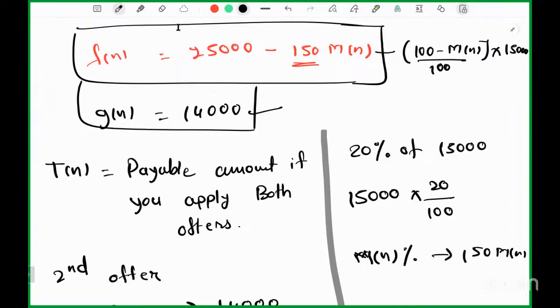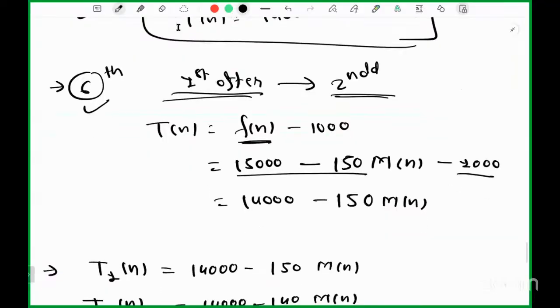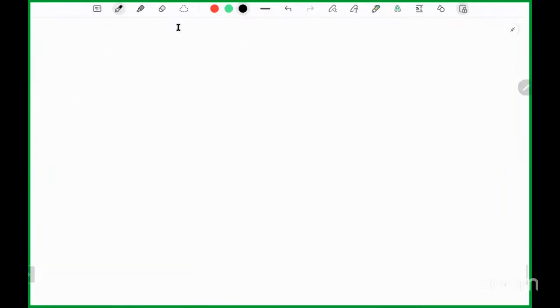Okay. Fourth option is also correct. Let me see. No, ma'am. Fourth option wrong. Yeah, because if you compute T2 of 9, that is giving you the lesser amount. No, see here they have said if she chooses offer 1 and then offer 2, right? So in this sequence you have to compute. So if she chooses offer 1 first and then offer 2, then what is your T of n? Then your T of n will become the total payable amount minimized. Right. So then your T of n will become this 14,000 minus 150 of mn.